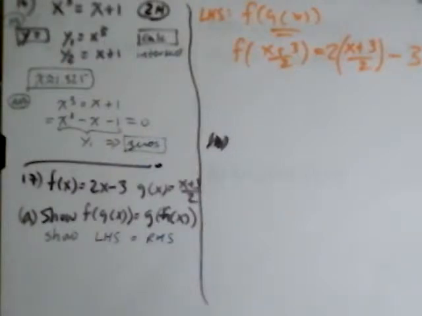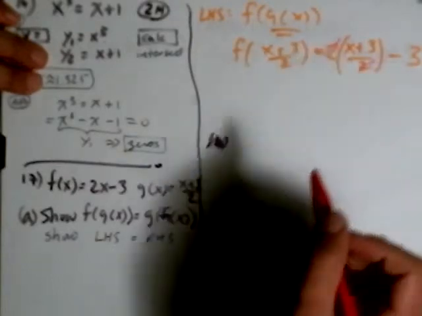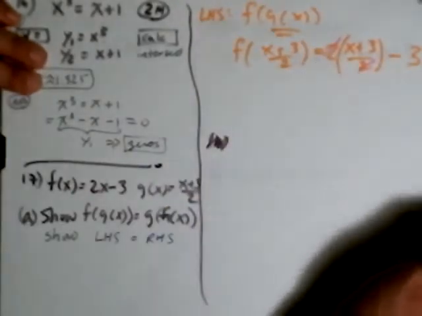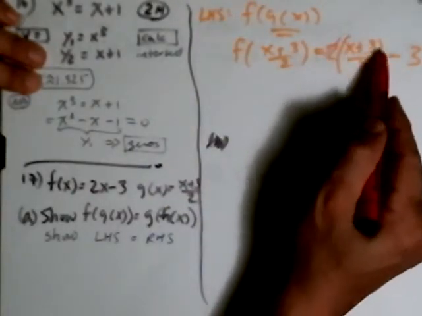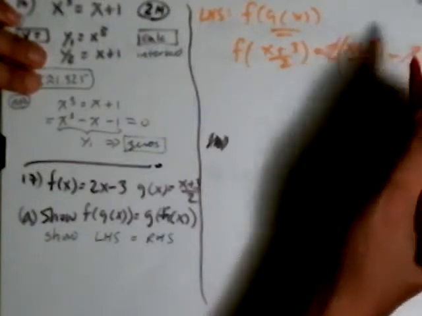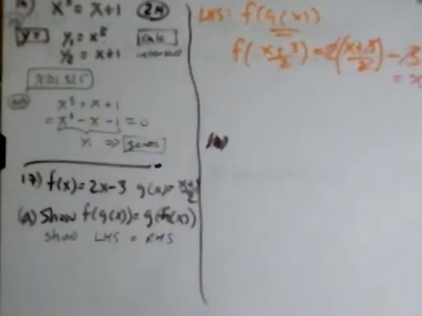What do you notice about the left-hand side? As you simplify that, the 2's cancel, 2 times divided by 2. Then x plus 3 minus 3, the plus 3 minus 3 cancels, equals x. Let's look at the right-hand side.